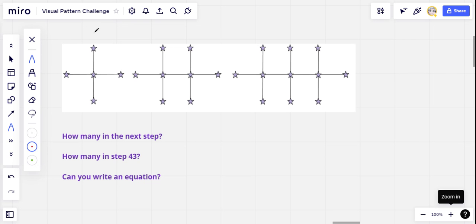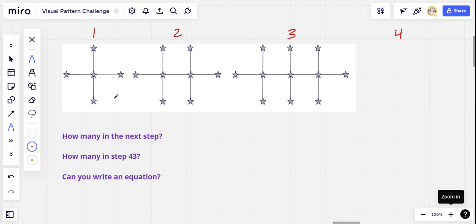Here is our pattern today. Here's step 1, here's step 2, and here's step 3. And your challenge is to predict the number of stars in step 4. If you can do that, can you predict the number of stars in step 43? And can you write an equation that could be used to predict the number of stars in any step at all? So that's the challenge. If you'd like to accept it, pause the video and see what you can do.